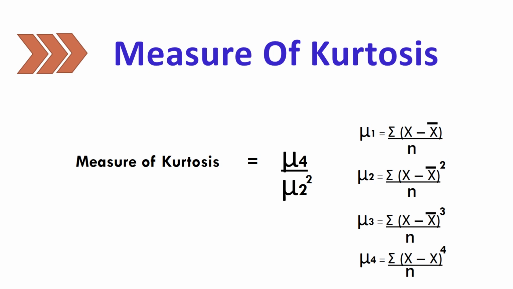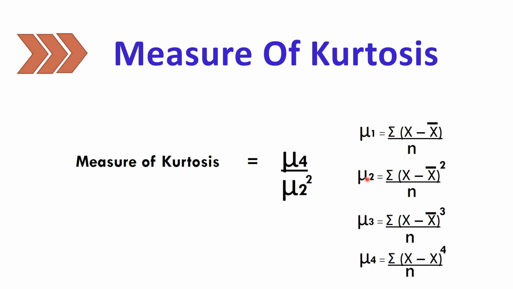The mu 1 means sigma (x minus x bar) by n. X bar means the mean. So if a distribution is given and it is an individual series, frequency is not there. For that series, we have to calculate the mean. And from each observation in the series, we have to subtract the mean and take the sum of that column. X minus x bar, then the sum of that column divided by n, that is mu 1.